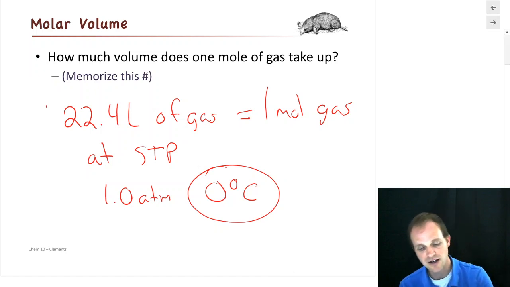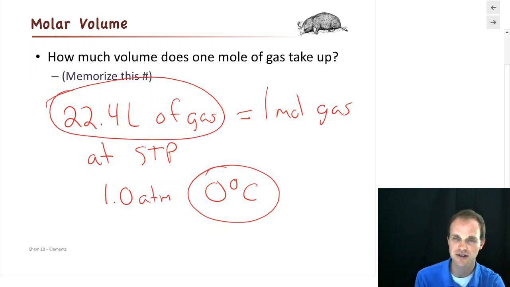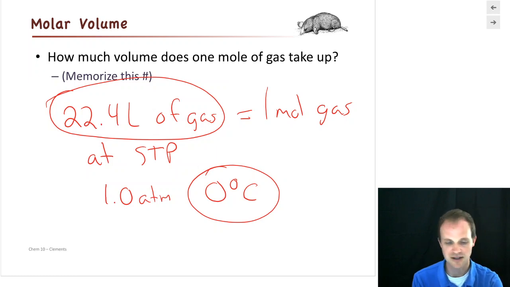Now, no matter what gas you have, nitrogen gas, 22.4 liters is 1 mole at STP. Hydrogen gas, yeah, 22.4 liters is 1 mole. How can it be the same? Hydrogen weighs like 2 grams, H2. Remember, it's a molecular diatomic. Nitrogen weighs 28 because it's a molecular diatomic, N2.